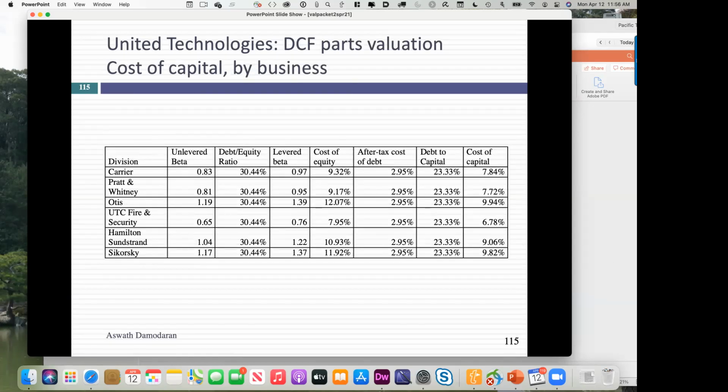And the first thing I did was I computed a cost of capital for each piece. And the way we approach estimating cost of capital, I can do this with any division, right? I don't need a market cap or a regression beta. So I get different levered betas for different pieces. Now, I actually use the same debt ratio. They're all pretty high infrastructure businesses. I ended up with cost of capital that range from 6.78% for their security business to 9.94% for their construction business. So for each business, I've come up with a different cost of capital.